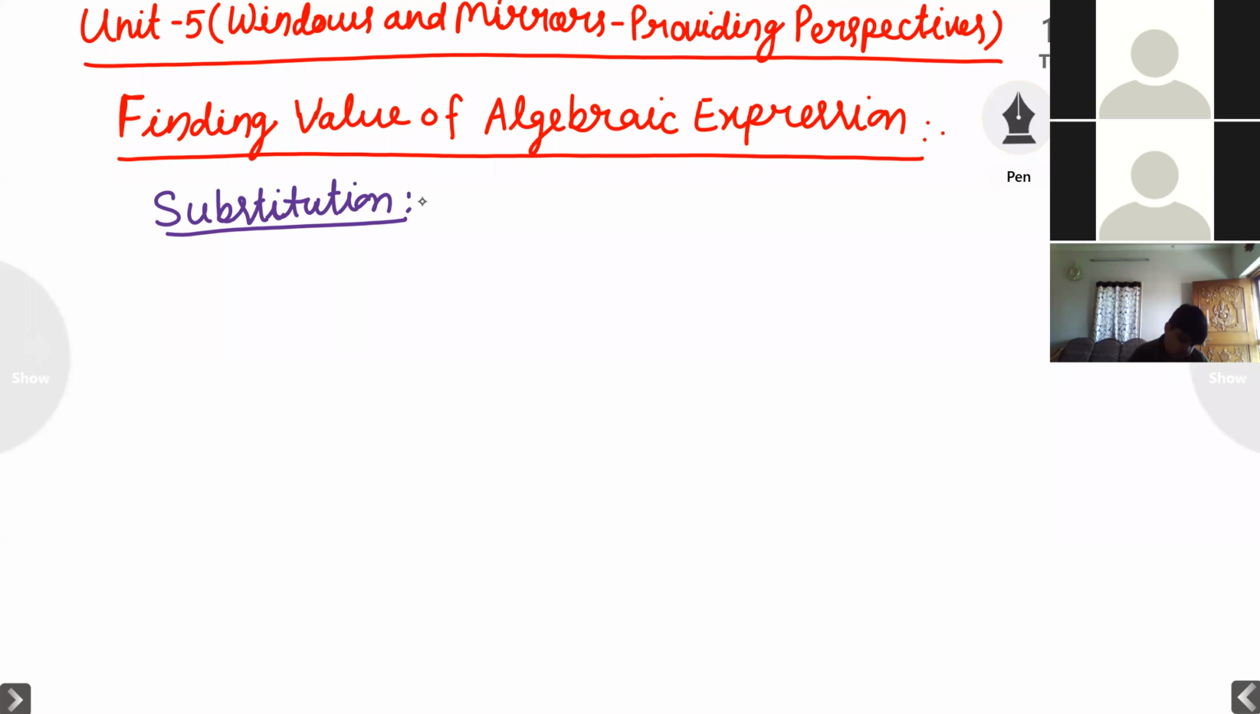Suppose I have written one expression, 2x plus 3. The value of x I have given is 1. Stop writing and concentrate here. What is the substitution method? Whatever variable value they have given, I want to replace the variable with that value. In the place of x, I want to substitute the value.